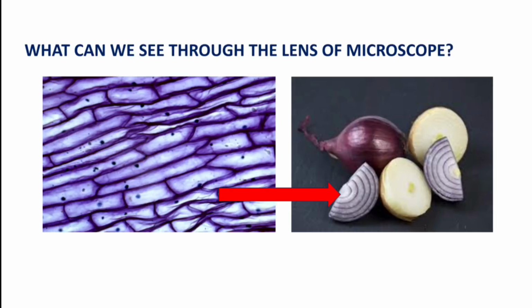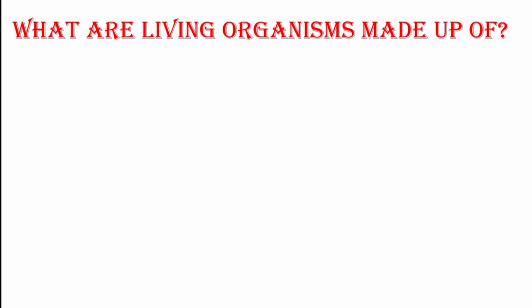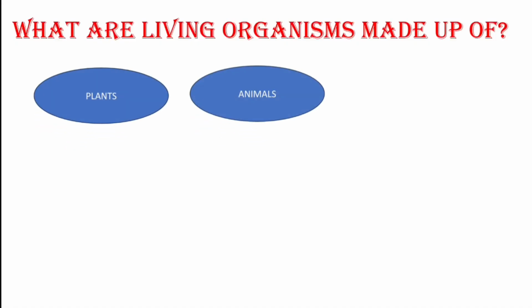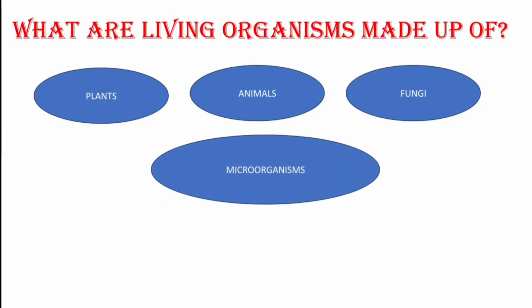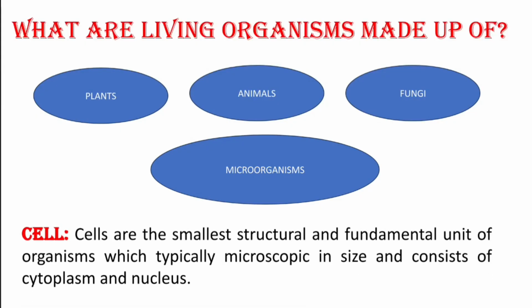So students, not only onion but all organisms like plants, animals, fungi, and microorganisms are made up of cells. So the definition of a cell is: cells are the smallest structural and fundamental unit of organisms, which are typically microscopic in size and consist of cytoplasm and nucleus.